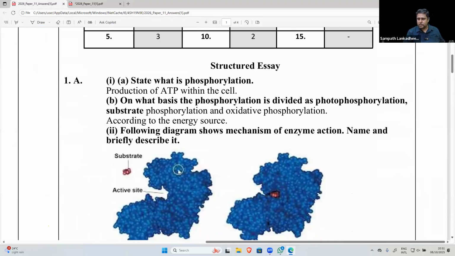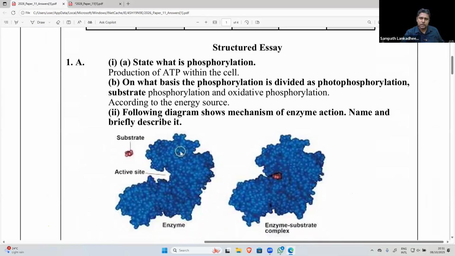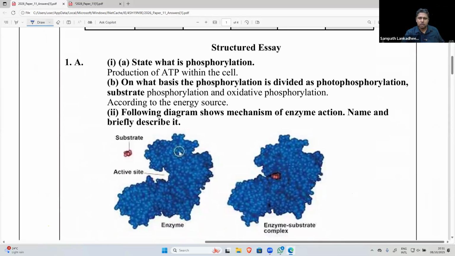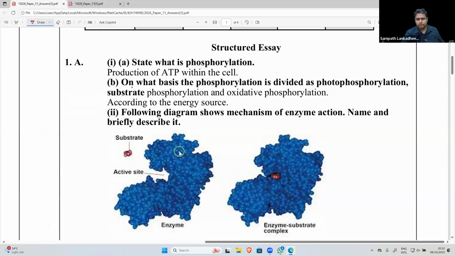State what is phosphorylation. Production of ATP we call as phosphorylation. On the basis of the energy source, phosphorylation is divided as photophosphorylation, substrate-level phosphorylation and oxidative phosphorylation. On what basis? According to the energy source.